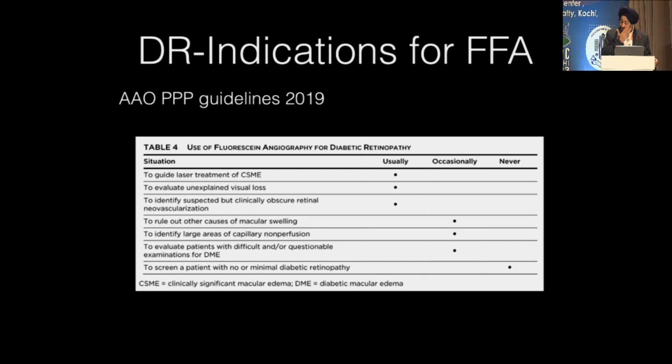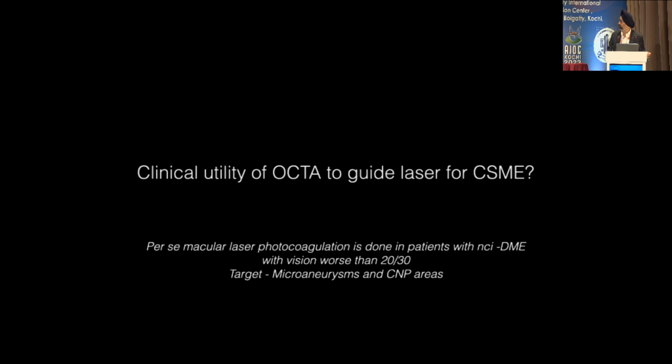The indications for doing FFA in diabetic retinopathy are very clear. We normally follow the guidelines given by the American Academy, the preferred practice patterns. The main indications remain: if we want to treat CSME, or evaluate visual loss, or know whether there is any obscure or suspected retinal neovascularization. Those are the only indications where we are doing fundus fluorescein angiography nowadays.